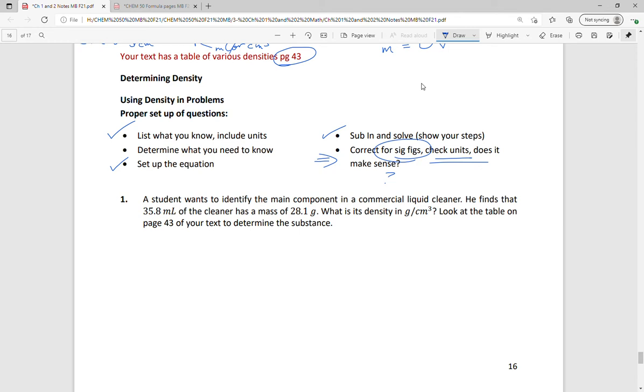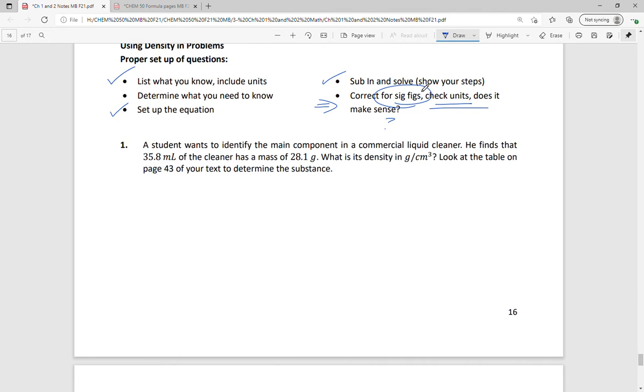So as we go through this first example, I'll try and model that strategy here. In this one, we want to figure out the main component in a cleaner. We know that we have a volume. I know that because of the units that are given, so the volume equals 35.8 milliliters. And I seem to have a mass here because I have a gram.